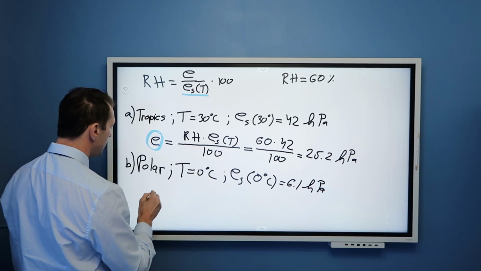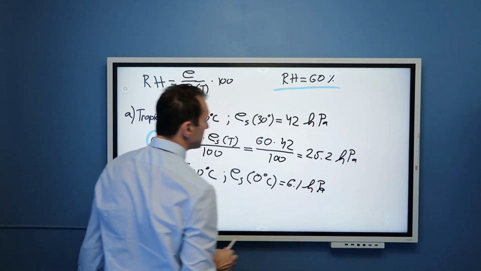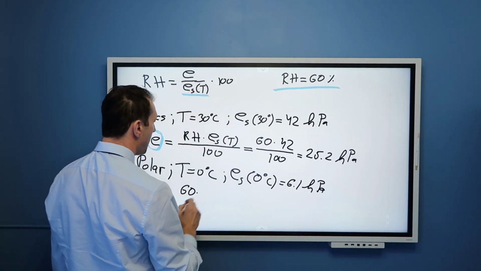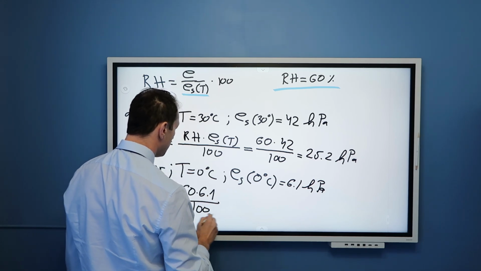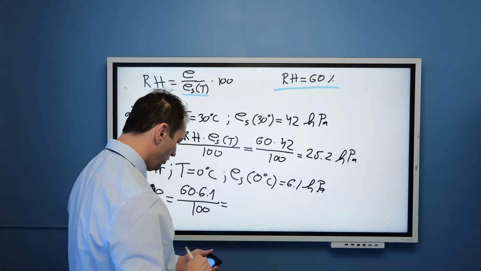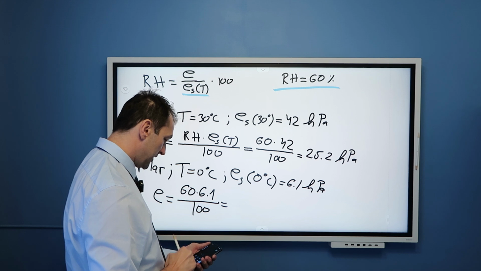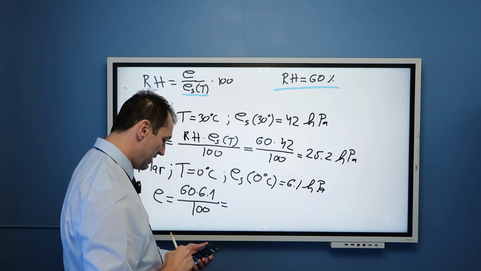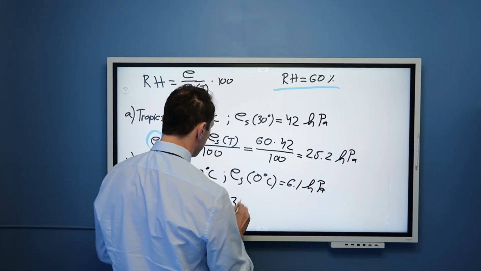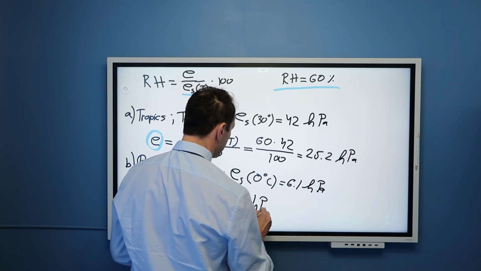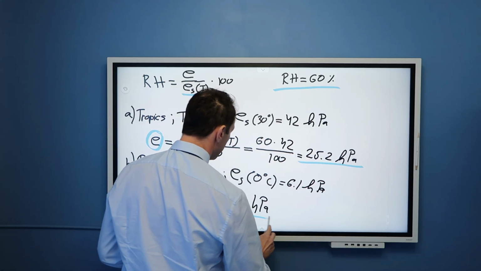Now, if we use this equation in the case of the polar regions, then relative humidity is the same, 60, times saturation vapor pressure 6.1 hectopascals divided by 100%. And if I multiply these numbers, what am I going to get here? I get 60 times 6.1 divided by 100, and that is equal 3.66, 3.7 hectopascals. Here 25.2 hectopascals, here 3.7.